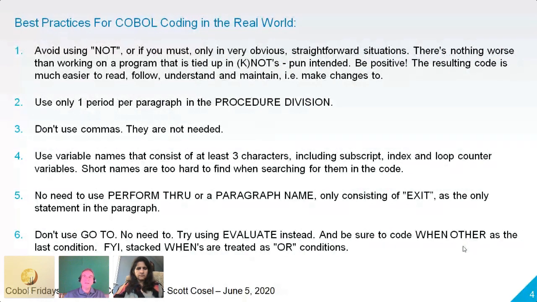If you don't have that, I don't know how the current compiler works, but in the past, if you ran across a condition you didn't prepare for and you don't have when other, your program abends and fails, and you don't want that. So also stacked whens are treated as or conditions. So if you have a when and then another when right after it, that means or. That's a little kind of subtle thing that you just learn as you go along. Let's go on.